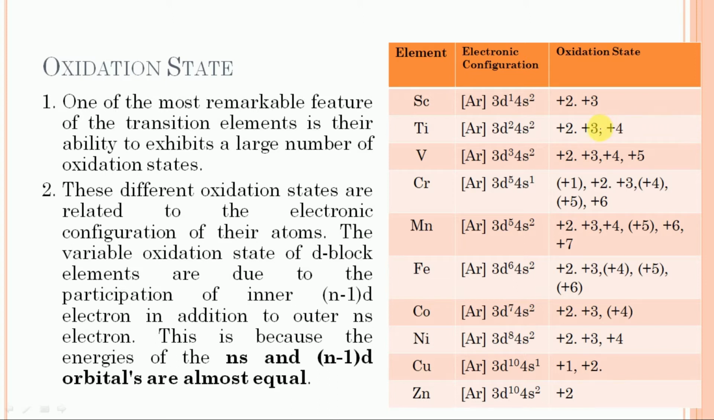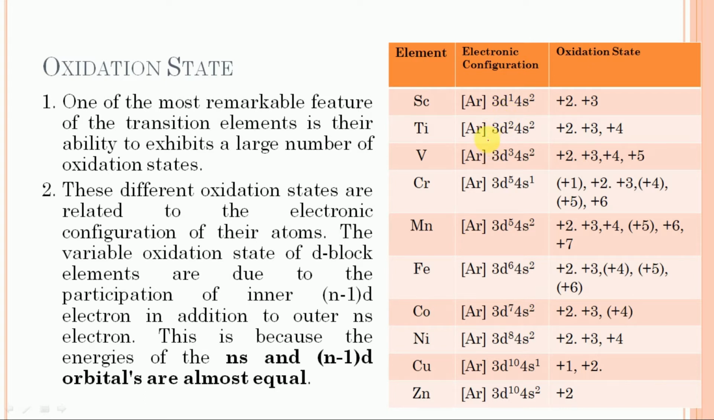In case of scandium, it has electronic configuration 3d1 4s2. It will have +2 oxidation state when it uses the 4s2 electrons, and it can also show +3 oxidation state when it uses its 2 s electrons and 1 d electron.